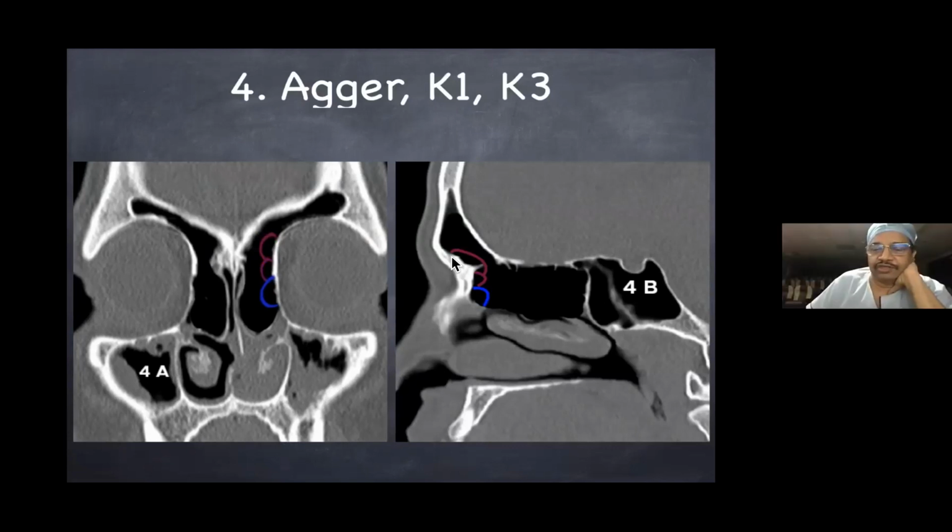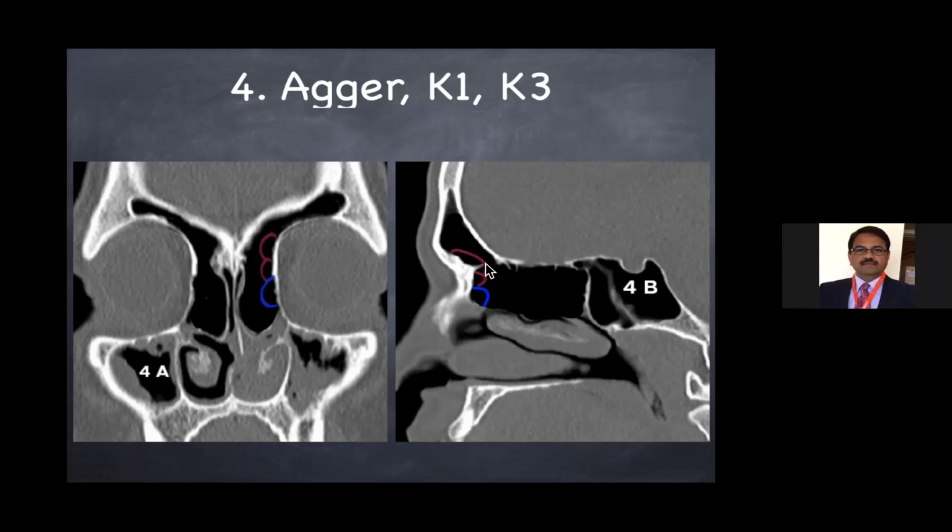Of course, you can understand the K3 cell here. In the coronal view, sometimes you can't identify these cells very easily, whereas once you go to the sagittal view, you can see the agger nasi cell. There is a K1 cell here. There is a cell above this, at the frontal beak. That is a K3.